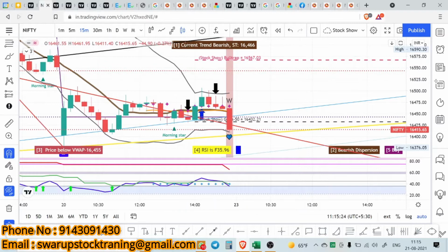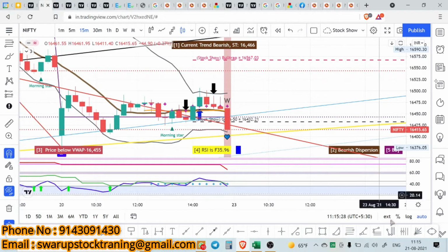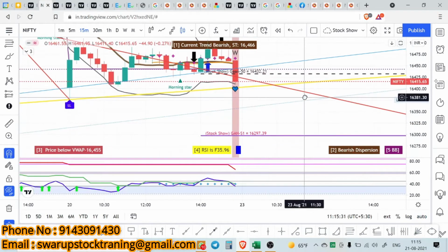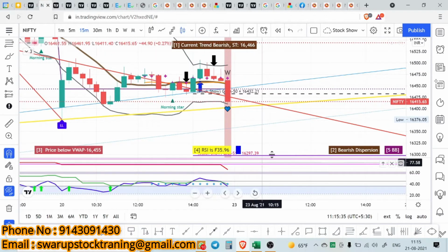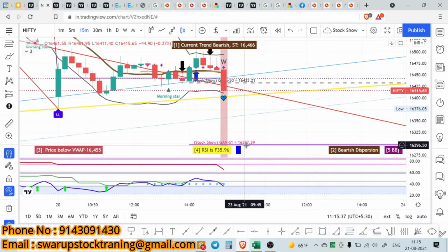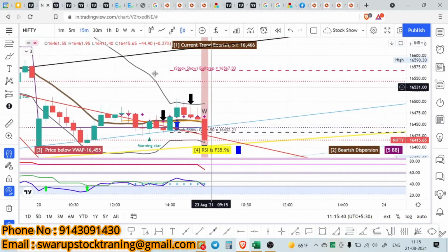Okay, now this is the 15 minutes chart. It is showing an inflammation. And we will also look at what the major supports are. See, the major support is also here. So if the support breaks, we'll look for 297. So all the supports and resistances are automatically drawn.